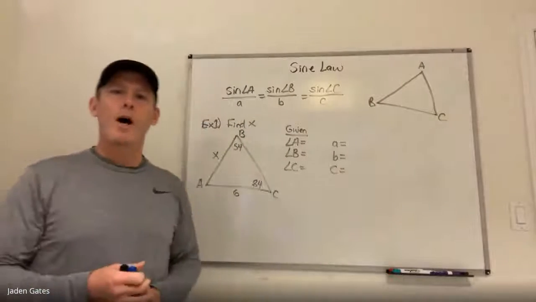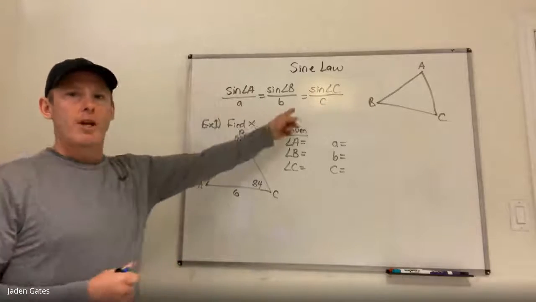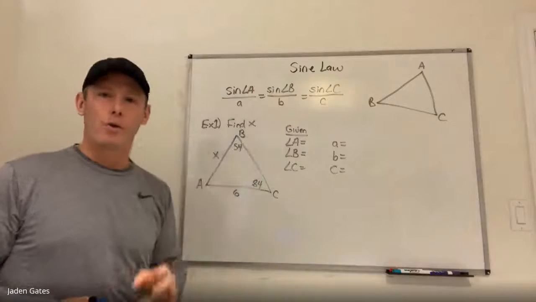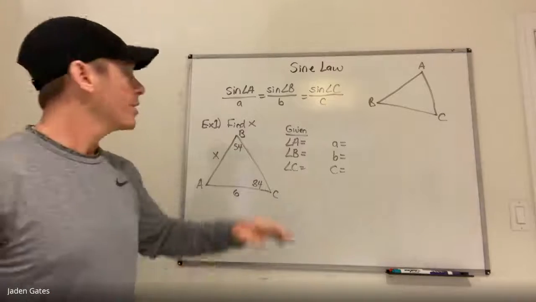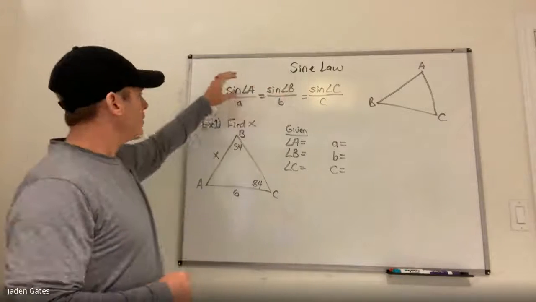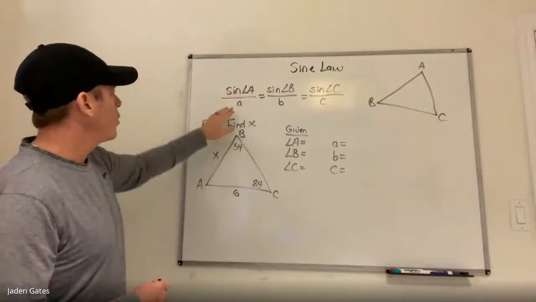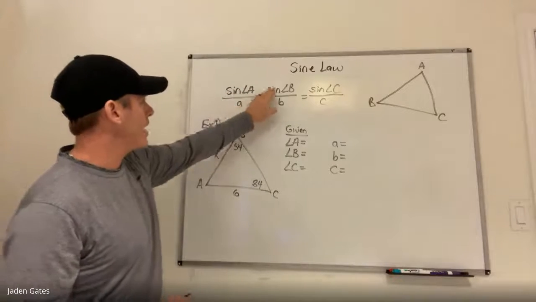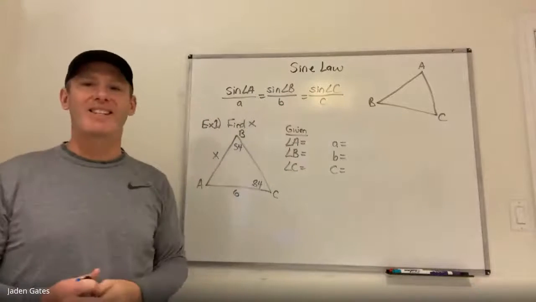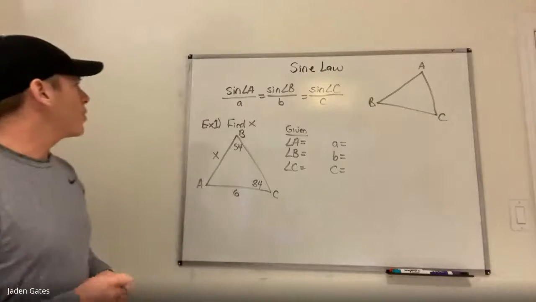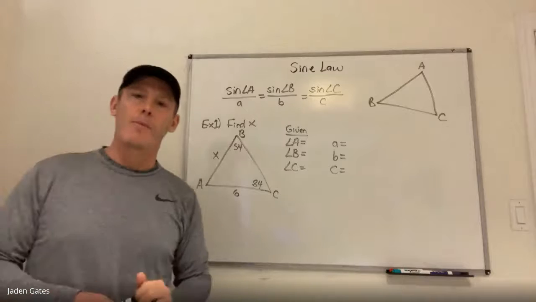All right, so we're moving on with trigonometry, and now what we're looking at is getting into triangles that are not right triangles. The first thing we're going to use to solve for non-right triangles is the sine law. Now, the sine law is: sine angle A over side A, sine angle B divided by side B, is equal to sine angle C divided by side C. The big letters represent the angles, the little letters represent the sides.